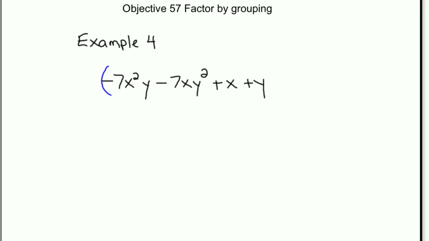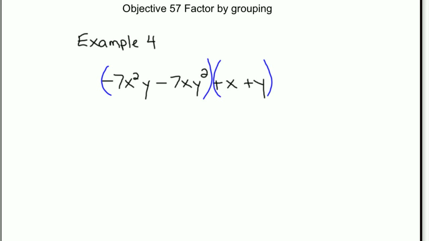Example 4 for factor by grouping has kind of a challenging wrinkle in it. Suppose we have negative 7x squared y minus 7xy squared plus x plus y. Again, I would try to find a common factor between the four terms. There doesn't exist one, so I'm going to go ahead and use the factor by grouping method because I see four terms.